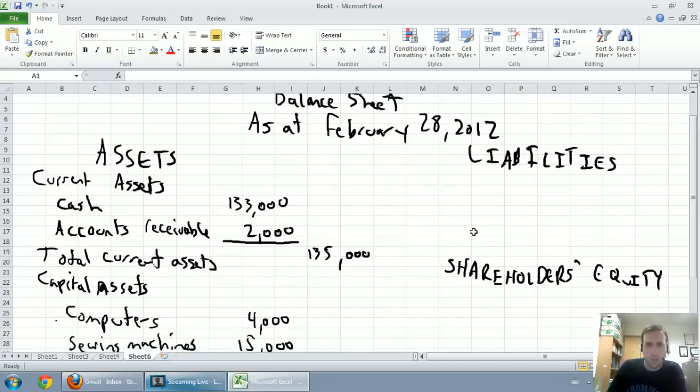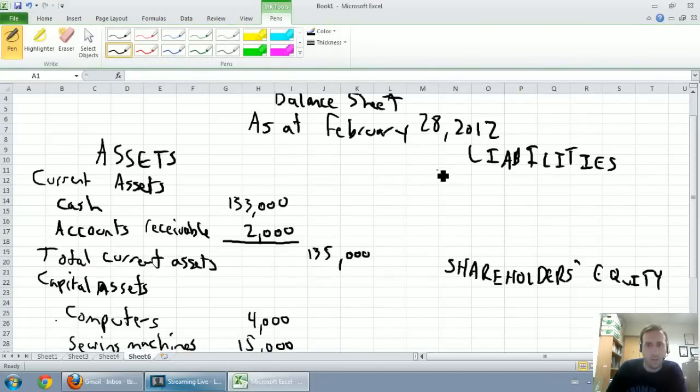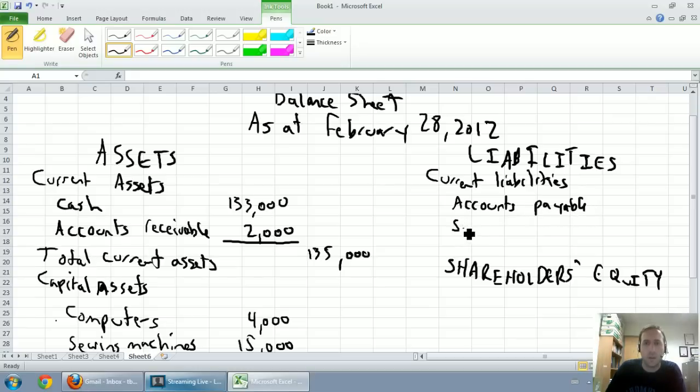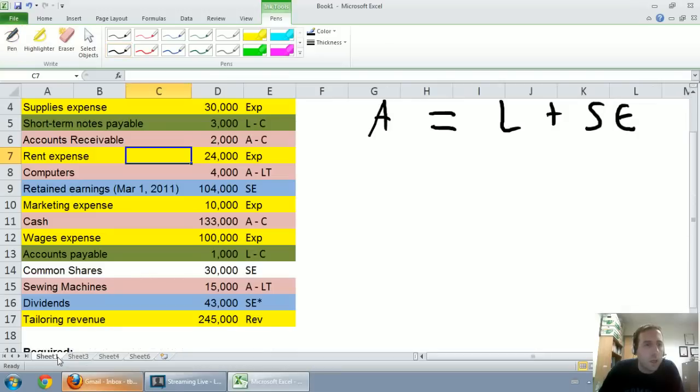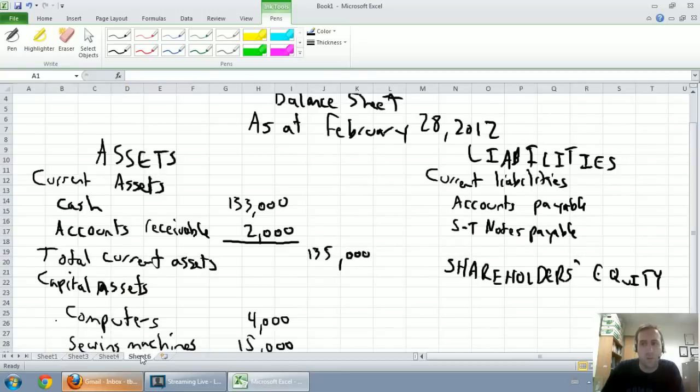So let's go under our liabilities, and we'll have our current liabilities. Now I better be careful how I write because I want to fit it all in here. And we have accounts payable, and we have, I'm going to abbreviate. You probably shouldn't be abbreviating, but I'm just worried about space. So accounts payable were 1,000, short-term notes payable were 3. So we've got accounts payable of 1,000, short-term notes payable of 3, for a total there of 4.